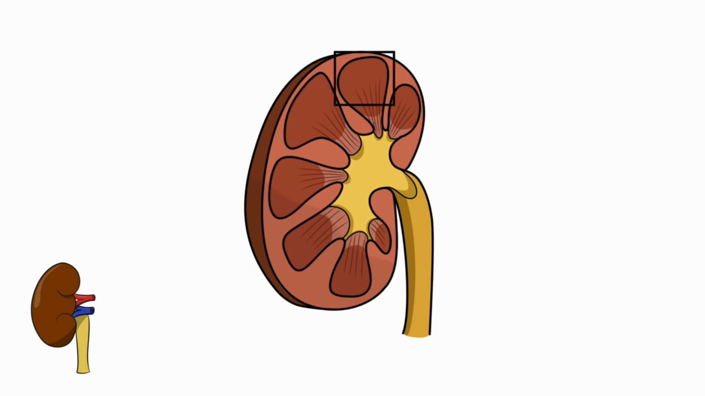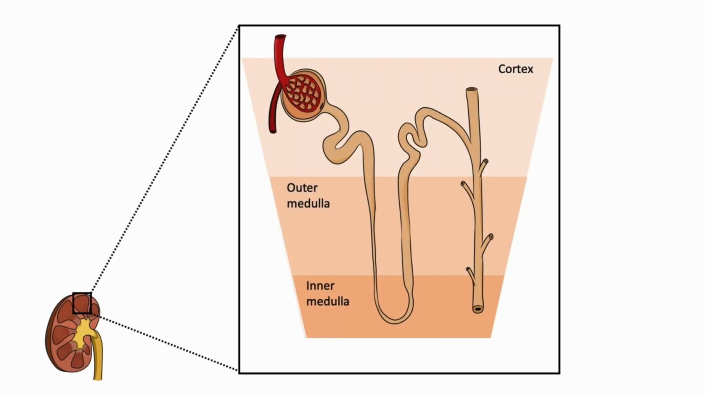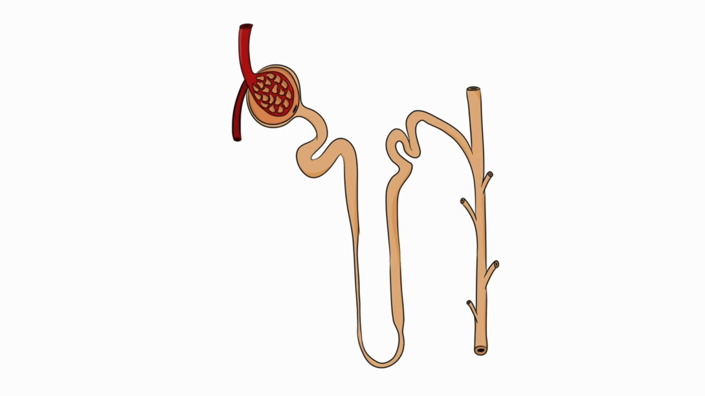Let us zoom in to better understand the relationship of the nephron within the kidney. While there is some variability, most glomeruli are located in the cortex, and the loop of Henle extends into the medulla. The nephron filters blood and produces urine. Let's zoom in on the glomerulus for a closer look.